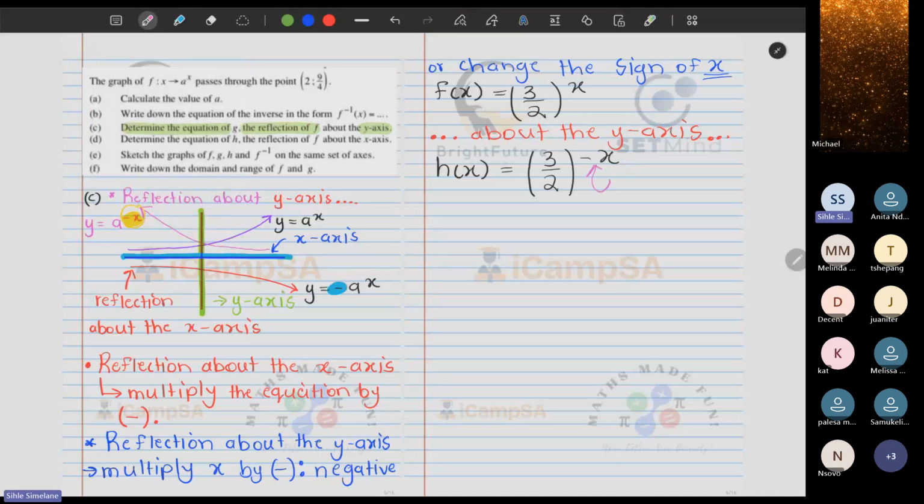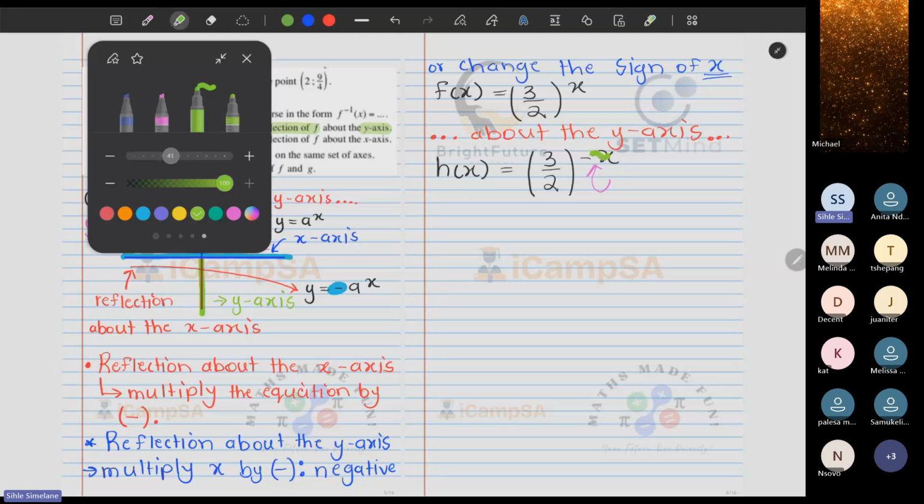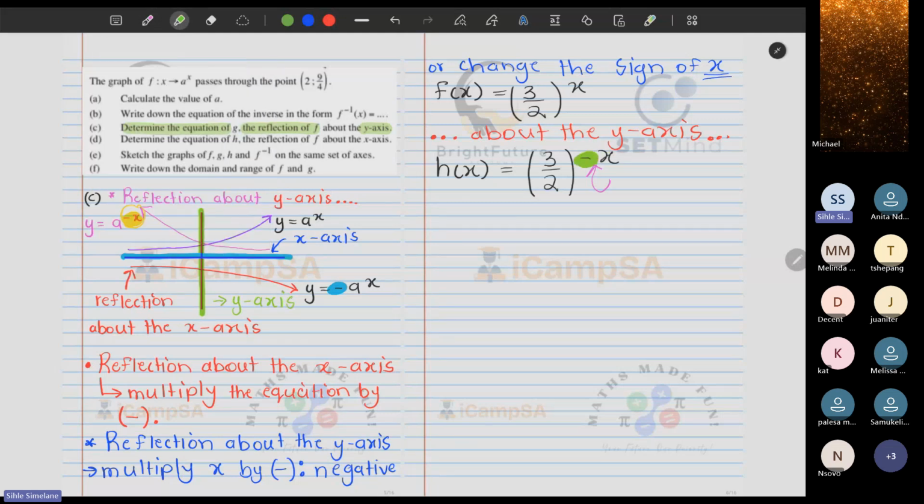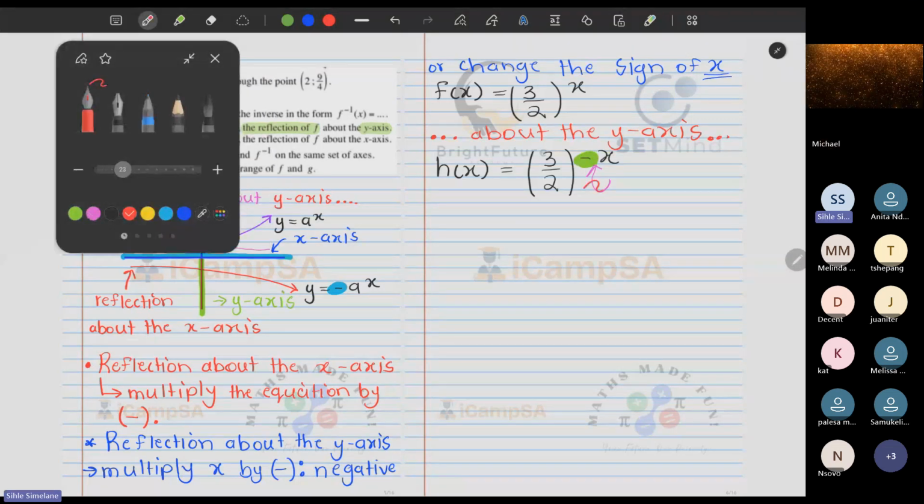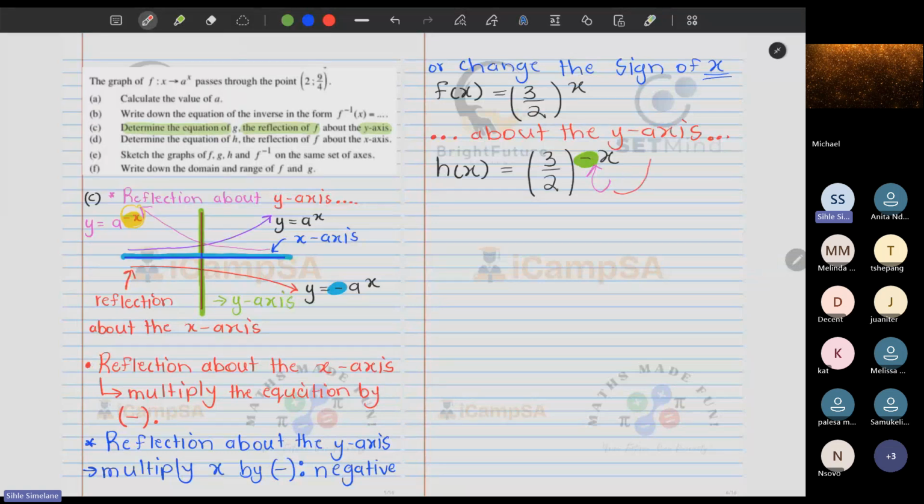Because whenever we are doing reflection about the y-axis, that is what we change. So that is what happens when we are dealing with reflection about the y-axis. You change the sign of the x. If the x was x, we make it minus x. If it was minus x, we make it plus x. Do you guys understand? That is all you need to do when they say reflection about the y-axis. Easy.